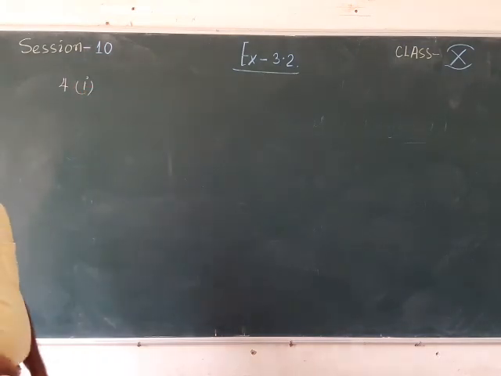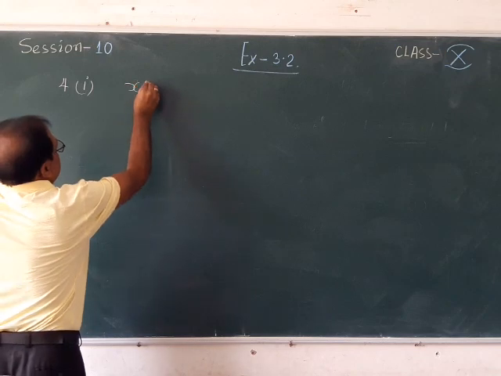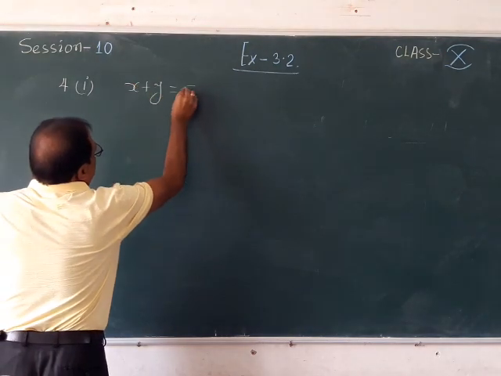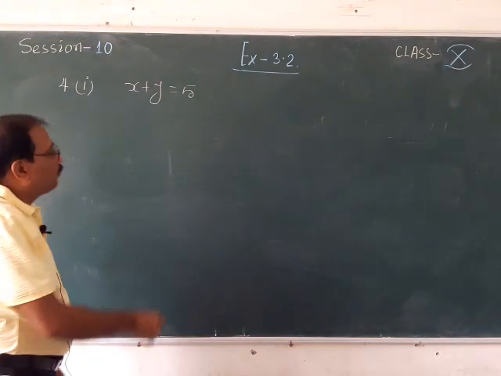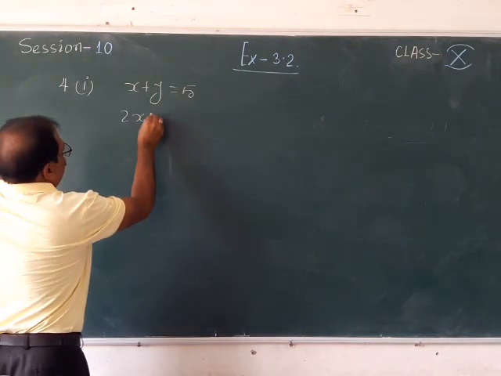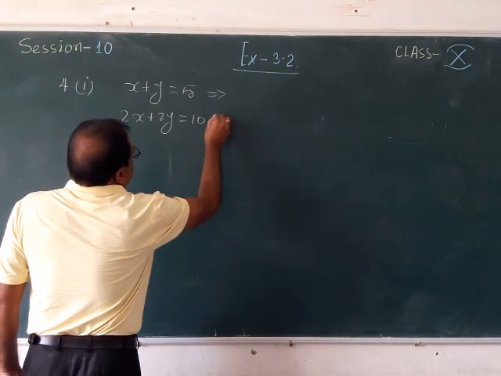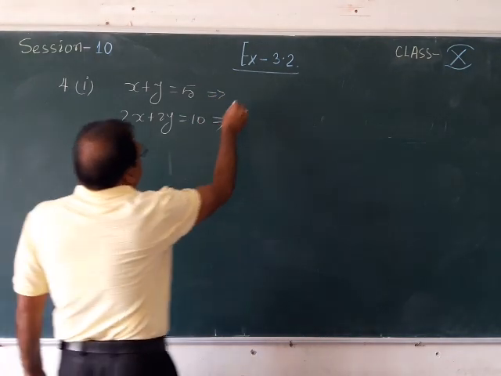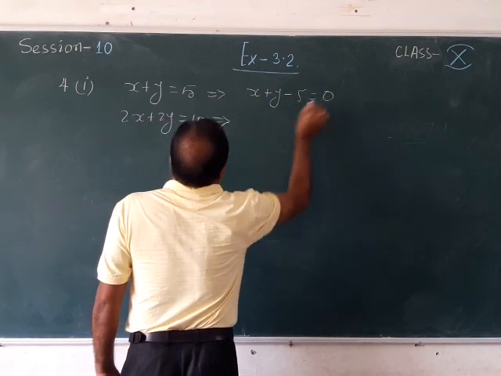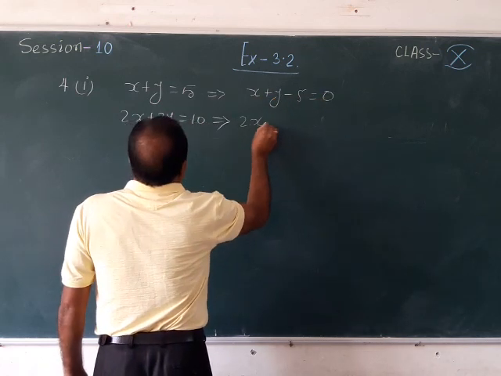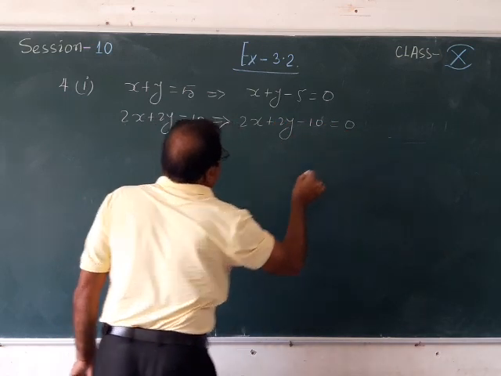In 4.1 the first equation is x plus y equal to 5, and the second equation is 2x plus 2y equal to 10. So, the first equation I am going to write in standard form here itself. So, it will be x plus y minus 5 equal to 0, and here it will be 2x plus 2y minus 10 equal to 0.